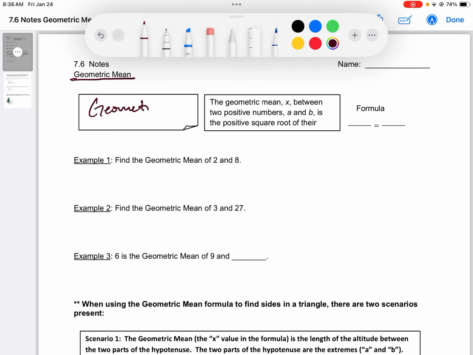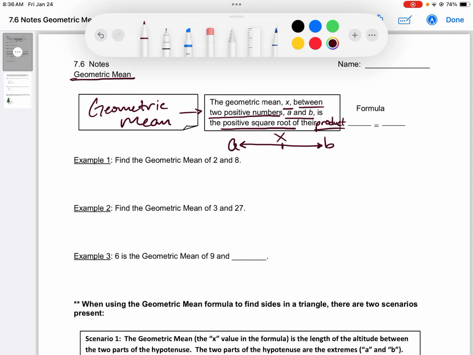The geometric mean, we're going to call it an X, is a number, and there's an important thing here: it's between two positive numbers. We're going to say those numbers are A and B. So if you have A and you go all the way to B, whatever those two numbers are, it's going to be somewhere here in the middle of them. The way you find it is the positive square root of their product, and remember, that means multiply.